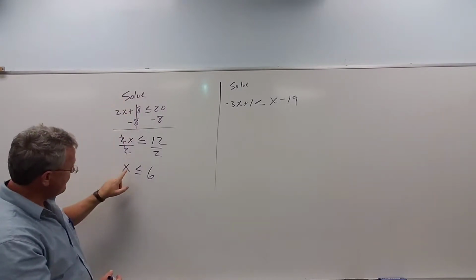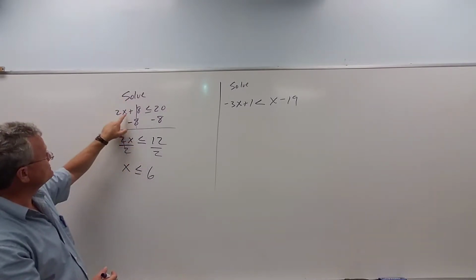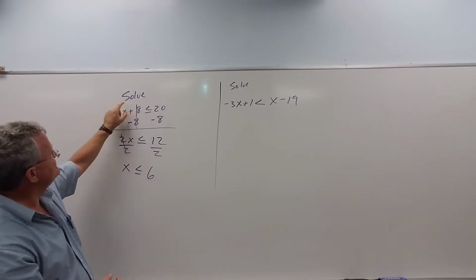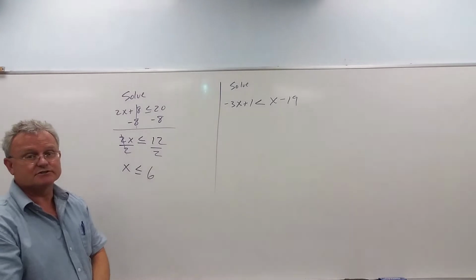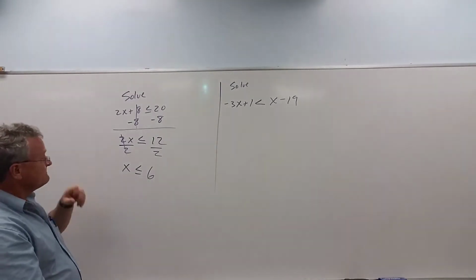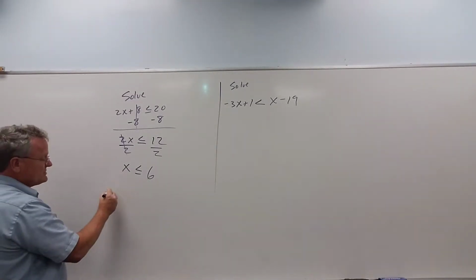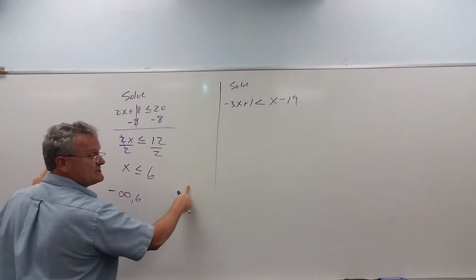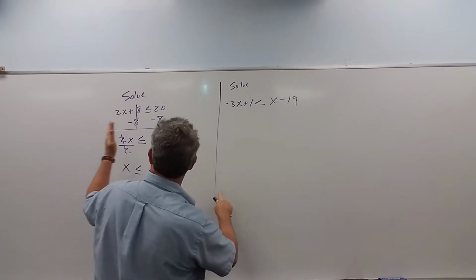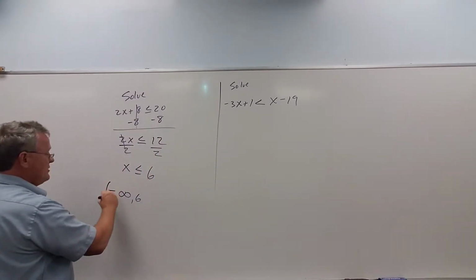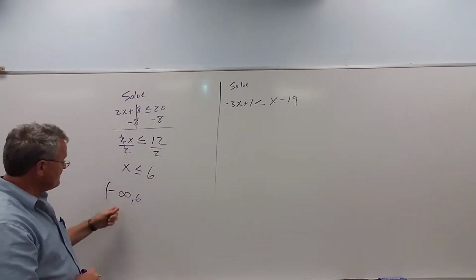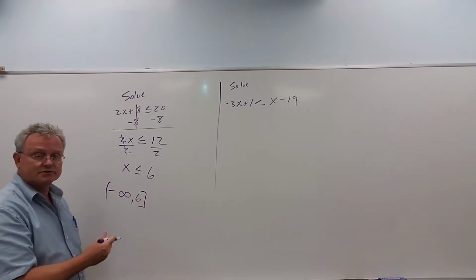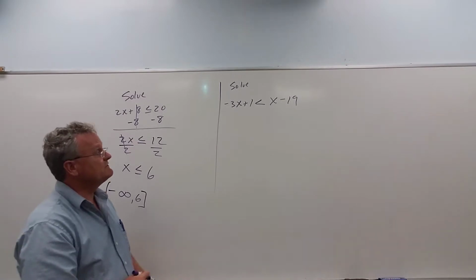Work meaning that when I pick any number less than or equal to 6, when I plug it in here and add these together, the result's going to be less than or equal to 20. So, what is this in interval notation? Negative infinity to 6, all the numbers less. We have negative infinity up to 6. We always put parentheses around infinities. This is an equal, so we put a bracket, just like we explained in the last video.